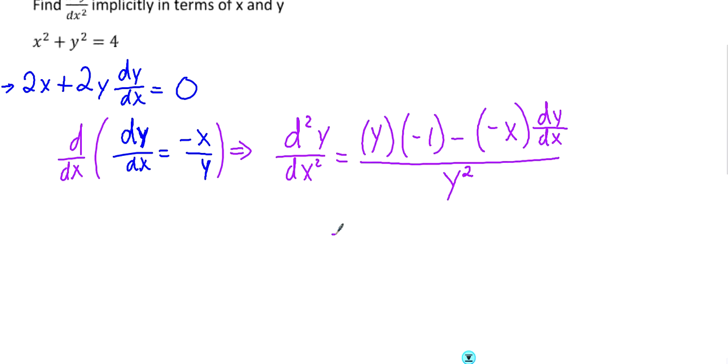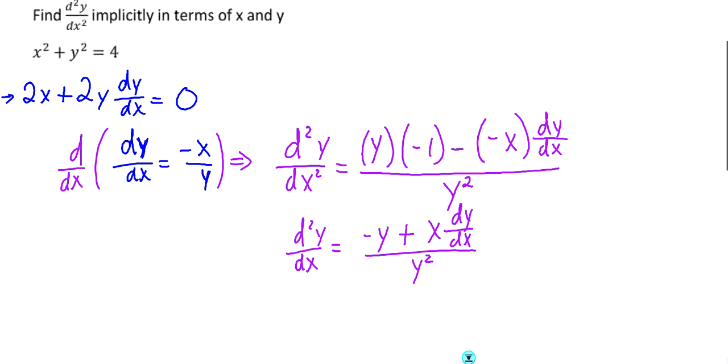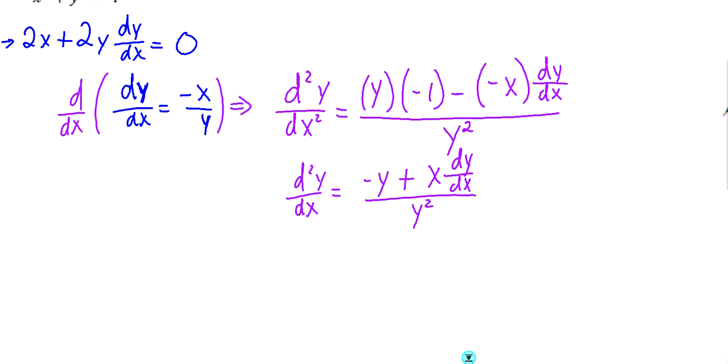So we'll simplify a little bit. So y times negative 1, that's negative y, negative, negative, positive, x dy over dx, over y squared. So this is our second derivative, but there's one small problem. It says at the beginning to get our second derivative in terms of x and y, and here I have x, y, and I have a dy over dx. Well, I know what dy over dx is. This is dy over dx.